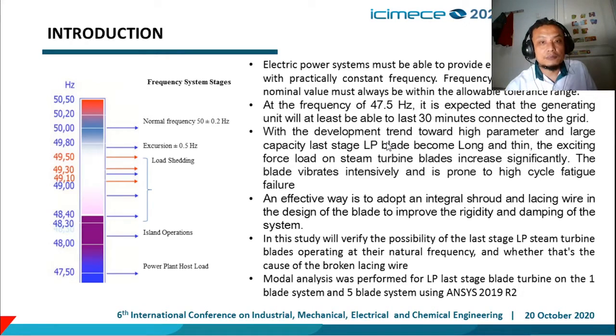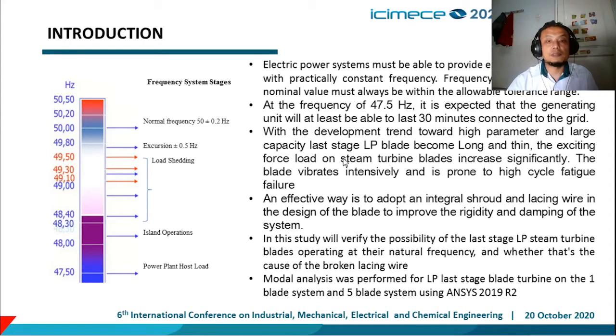Frequency deviation from the nominal value must always be within the allowable tolerance range. The nominal frequency used in Indonesia is 50 Hz. At a frequency of 47.5 Hz, it is expected that the generating unit will at least be able to last 30 minutes connected to the grid. But this is dangerous for the turbine part.